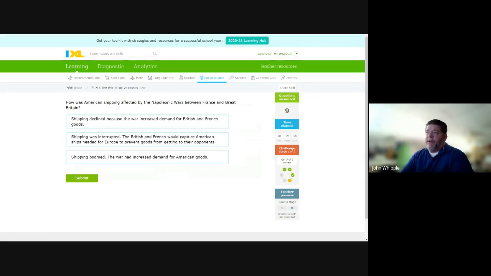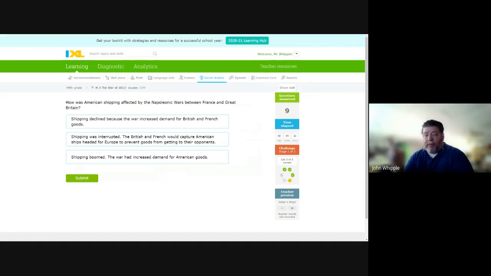How was American shipping affected by the Napoleonic Wars between France and Great Britain? All right. Down south, they had all the plantations. Virginia, South Carolina, North Carolina, they were making money off plantations. And the folks in the north, Massachusetts, Connecticut, Rhode Island, New York, they made money selling what the people in the south made. They would go down and ship it. They would buy it. They would trade it. They would transport it all over the world.